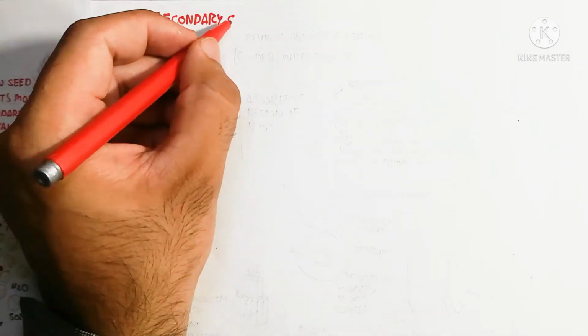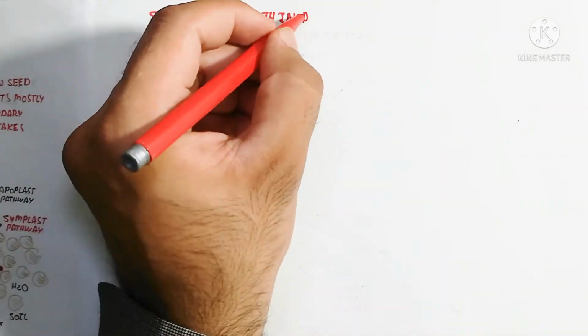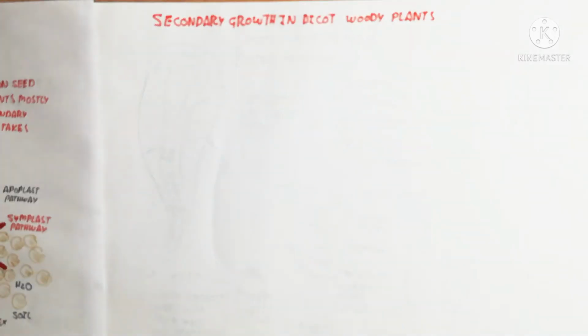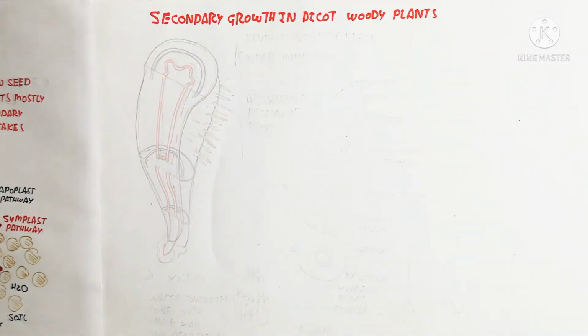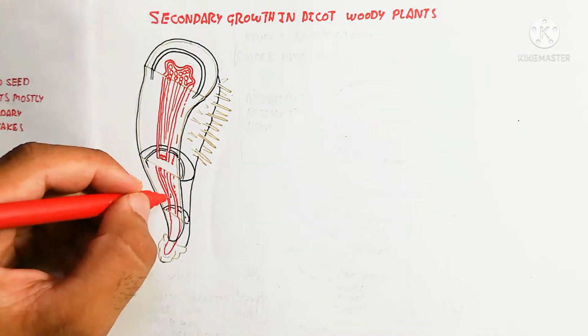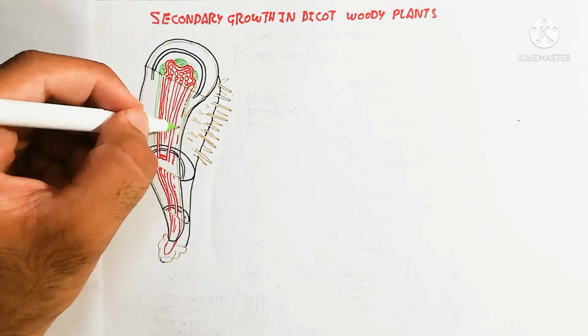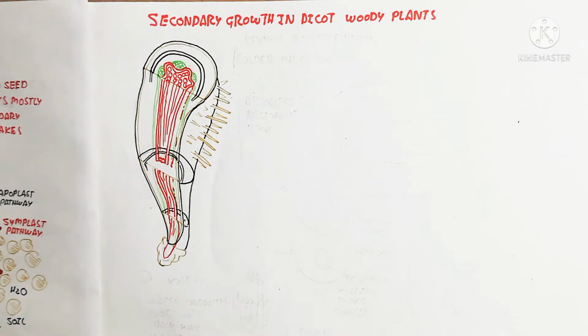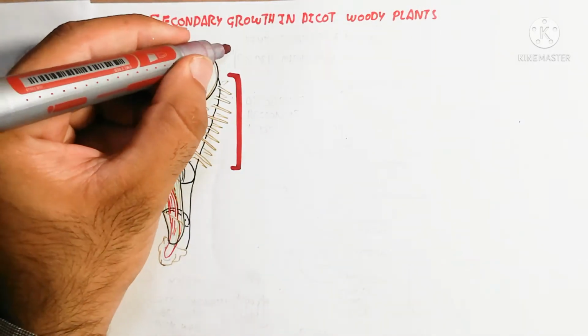We will discuss the secondary growth in dicot woody plants, so we can clear our concept. Here I am drawing the secondary growth in a dicot woody plant. So the dicot root here is basically a longitudinal section of the root, which contains a root cap at the apex of the root.